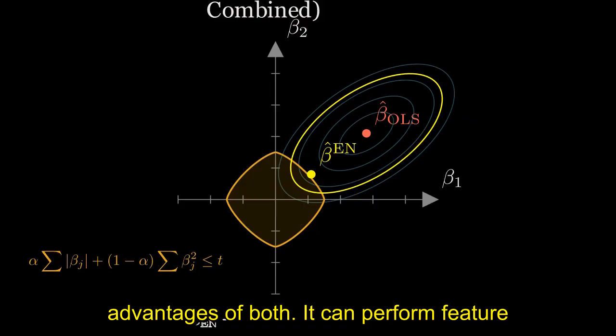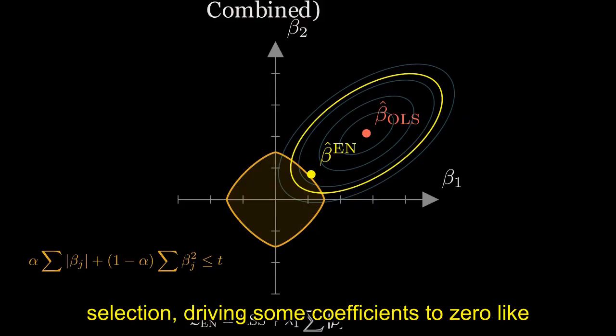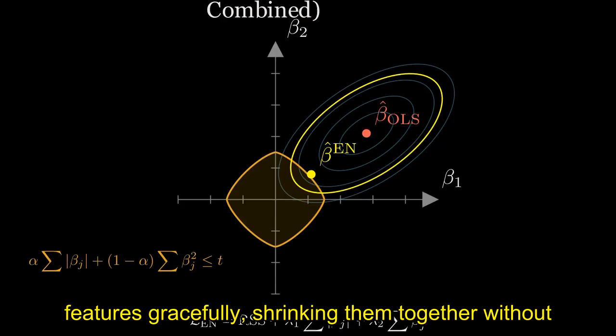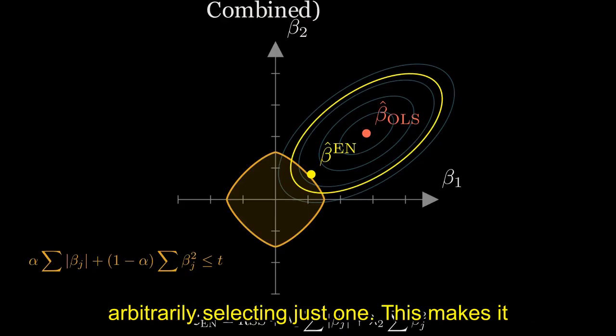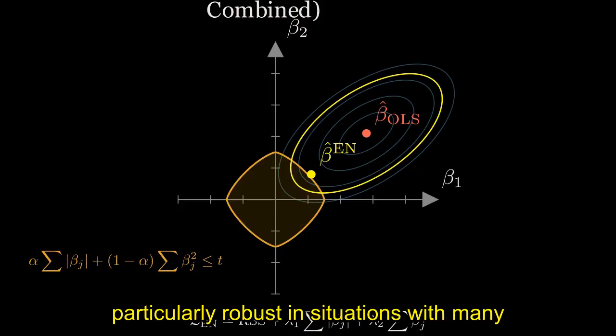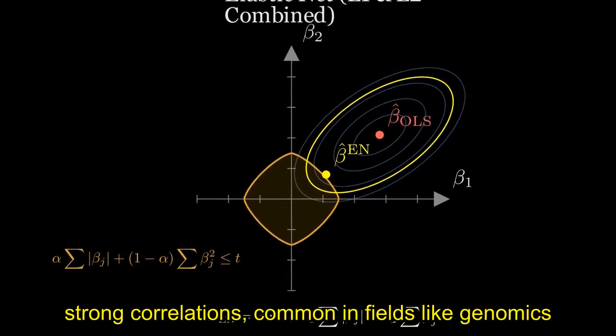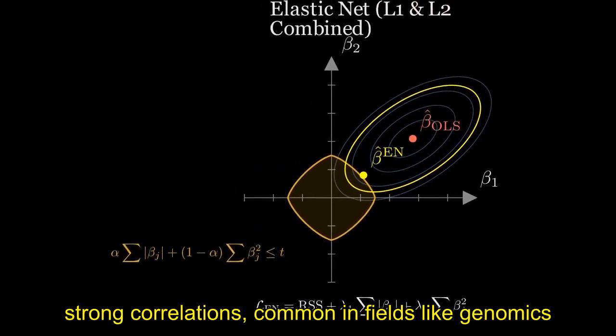It can perform feature selection, driving some coefficients to zero like lasso, while also handling groups of correlated features gracefully, shrinking them together without arbitrarily selecting just one. This makes it particularly robust in situations with many features, especially when those features exhibit strong correlations, common in fields like genomics or text analysis.